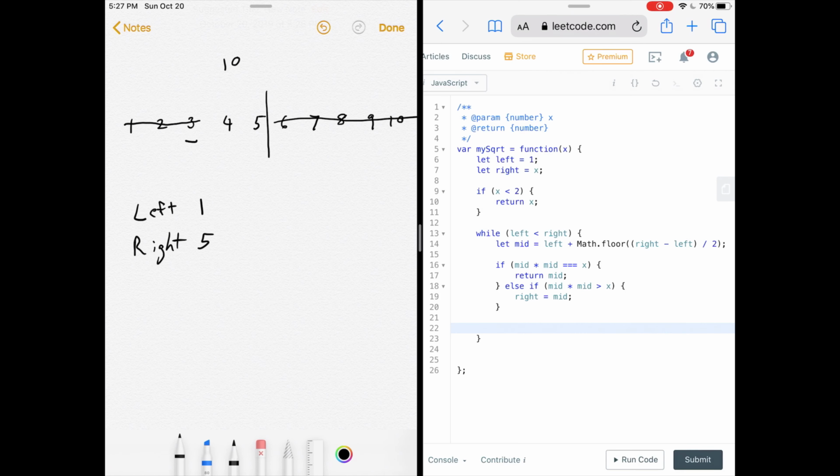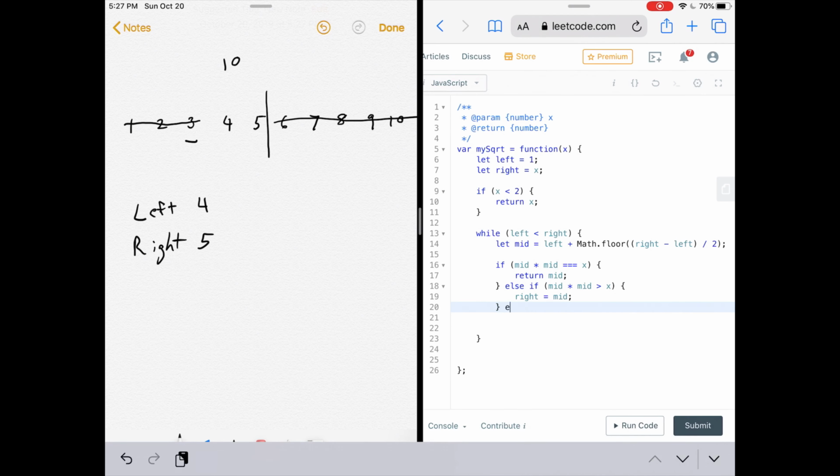So now left will be the number 4. And in the code, that looks like this. Else, if mid times mid is less than x, then we make left equal to mid plus 1. Okay, so now we go to the next loop.